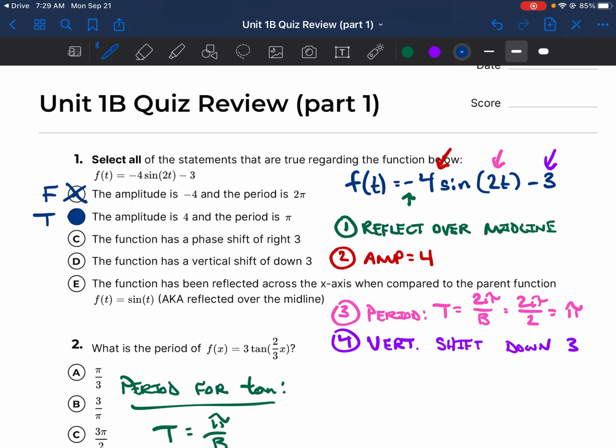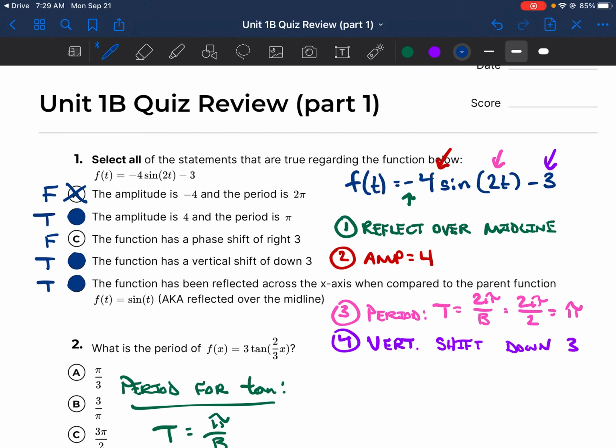C says the function has a phase shift of right 3. Well, remember that phase shift will be something added or subtracted inside the parentheses to t, so that's going to be false. But we do have a vertical shift of down 3. And then the last answer choice says the function has been reflected across the x-axis when compared to the parent function, aka reflected over the midline. That is also true. That's what the negative in front entails.